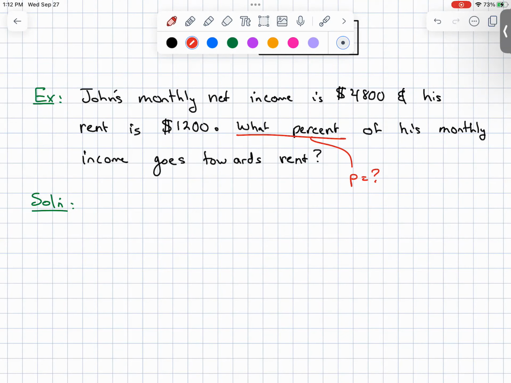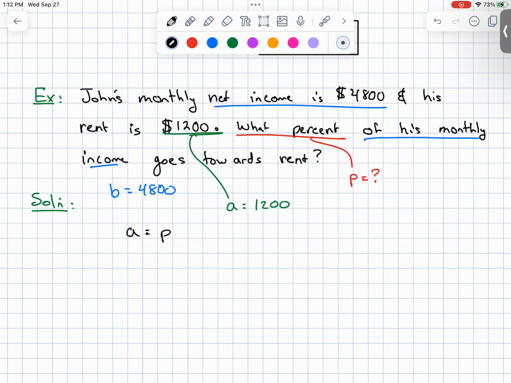So you could basically rewrite this as one sentence and say, what percent of his monthly income of $4,800 is going towards his rent, which is $1,200. So the "of" is his monthly income. So this means that B is equal to 4,800. And then that must mean, by process of elimination, that this is A. A is equal to PB.